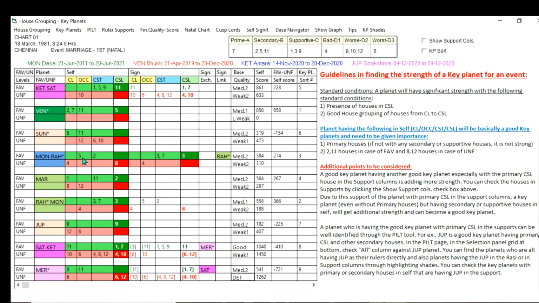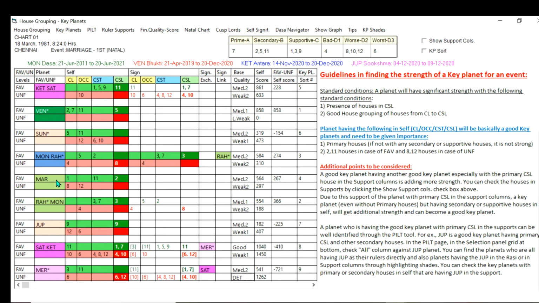You can see favorable 5 and 2 is there, so it is good only. And the sign lord also has got 3 and 7, it is good. Unfavorable grouping is not very good, but the 8th sublord is there, so some obstacles are there, but no strong unfavorable house grouping is present. So Moon has got some strength.